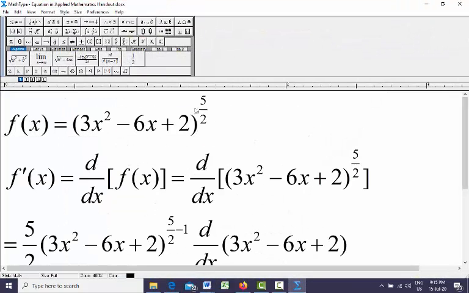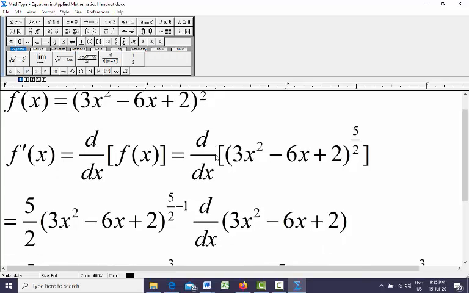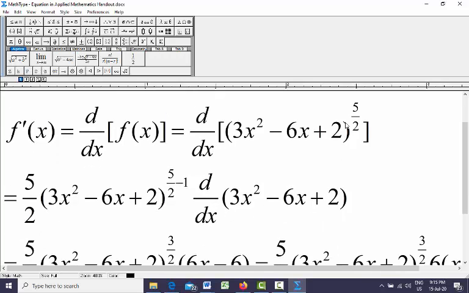So we have this one. It's similar to before. You need to process the power first. So if you want to do differentiation of this one, you need to process the power first. So we will bring the power first. That means we will write the power first, and from the power we will deduct 1.